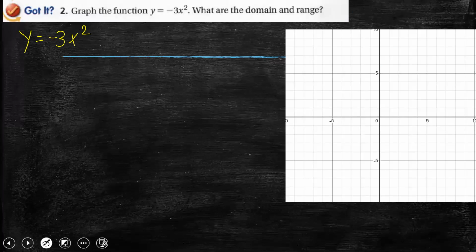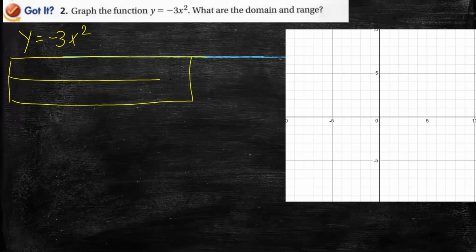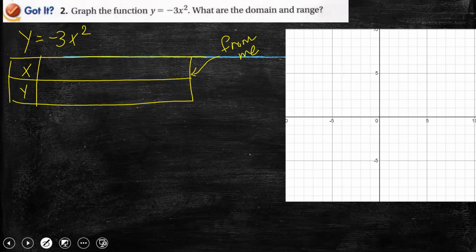So what do I have to do here? The first step, we have to make a table like this. I have the function, so make a table for x and y. Then put the points of x from my mind. Choose any point you want. As an example, I want to choose the points 0, negative 1, negative 2, and negative 3.